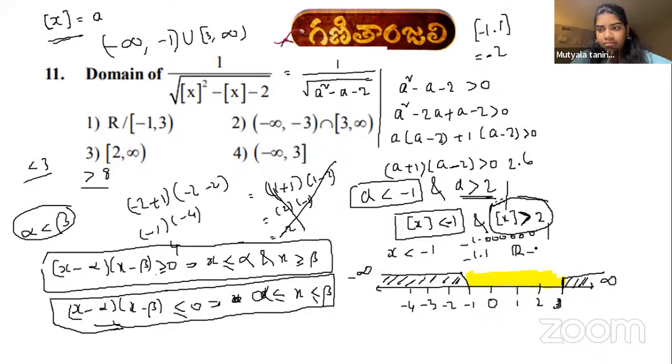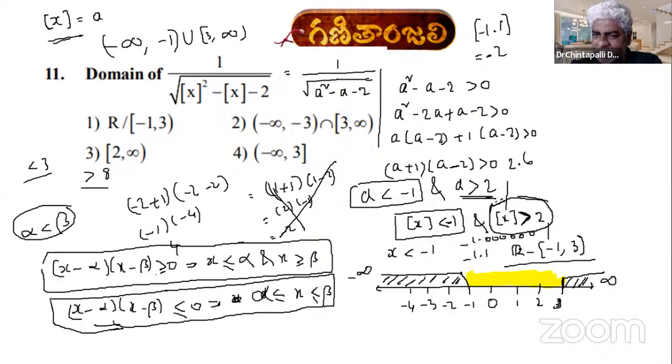So please tell: R minus closed -1. And what about 3? In the actual interval, 3 is included. So in the removed part, excluded. Yes, you are right, excluded. This is the correct option. Which is the correct option? Option 1.